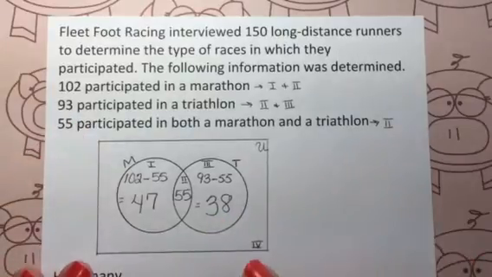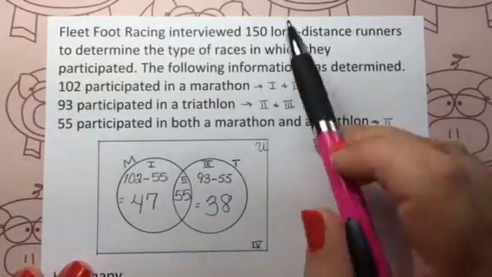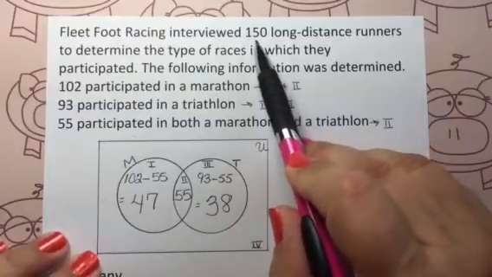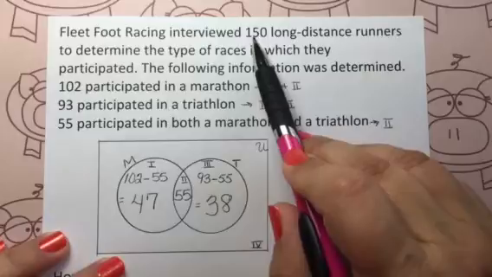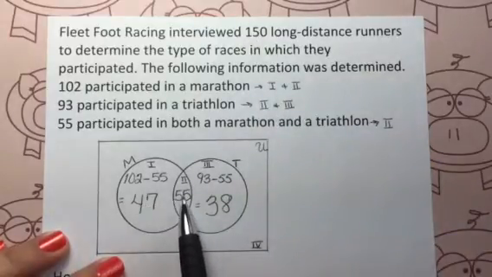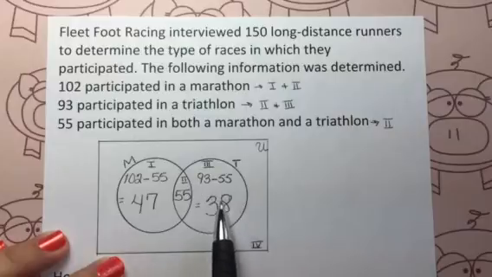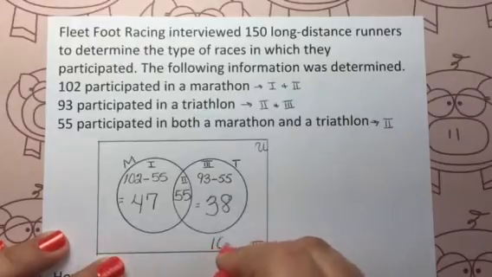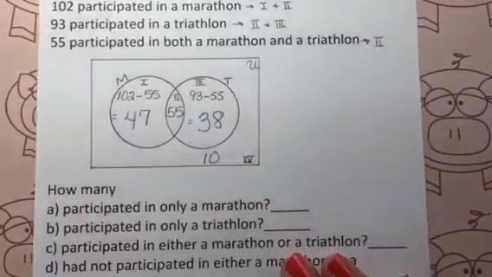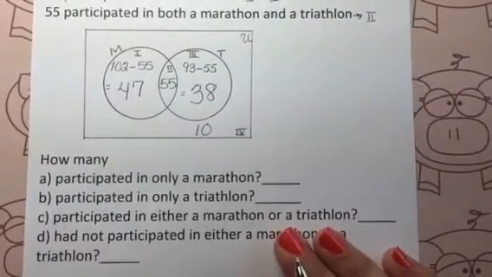Now, the other thing I need to fill in is region 4. And notice in the problem they told me that they interviewed 150 people. So if I take 150 minus 47 minus 55 minus 38, I find that there are 10 people that didn't participate in a marathon or a triathlon. Okay, so now that I have all my regions filled in, now I can answer the questions.